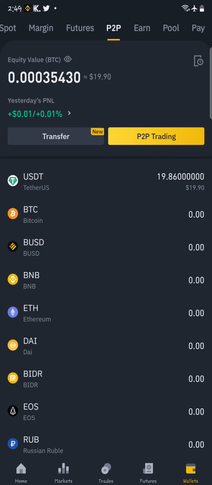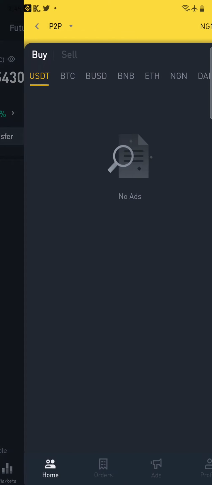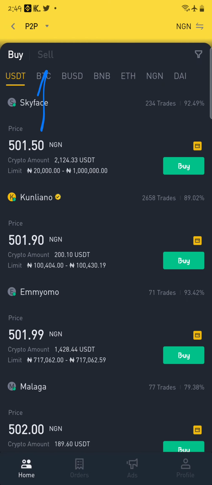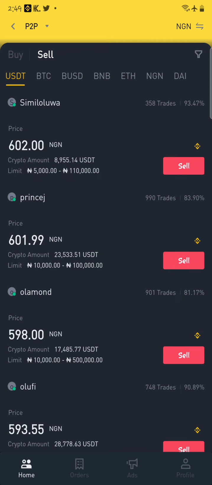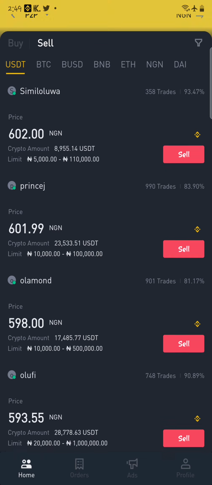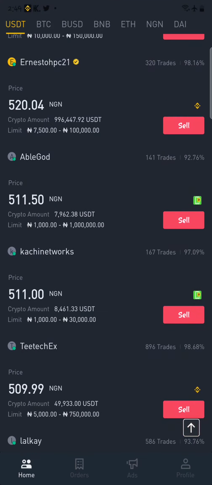Now let's say I want to sell. All I need to do is come over to P2P trading, then click on sell. Then I will check for the preferred payment method and the limit. As you can see, this is to Binance account. I would not want the Naira in my Binance account. I want it in my bank account. So I'll scroll down. Now this represents payment in form of mobile top-up. I don't want to get paid in form of airtime. I want it in my bank account.